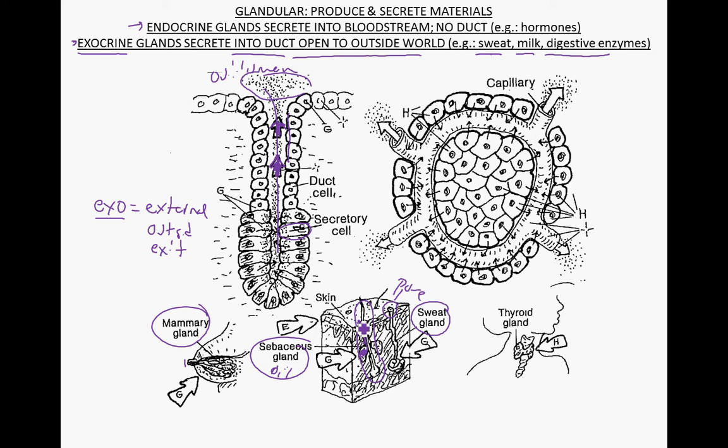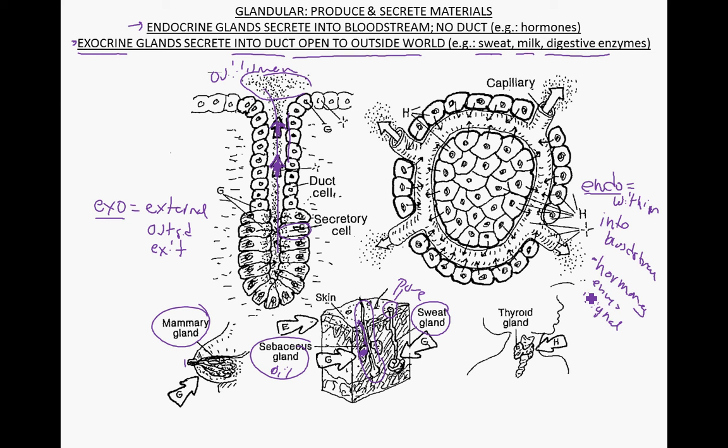So the endocrine gland is shown over here. Endo is within, or inside of. And the secretion here goes into the bloodstream. It never leaves the body. It's not open to the outside world. So the definition of an endocrine gland is that their secretions go into the bloodstream. The secretions are typically hormones, or sometimes enzymes, sometimes signal molecules. So hormones, signaling molecules, kind of the same thing there.